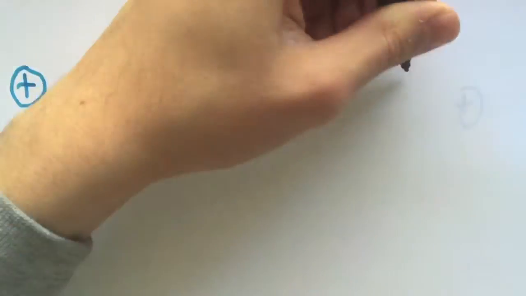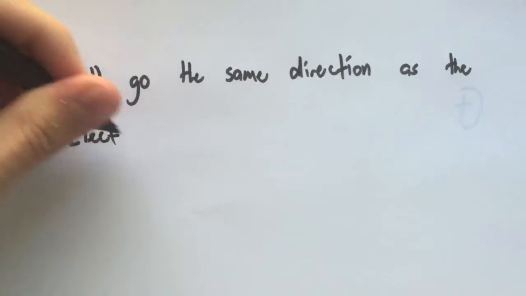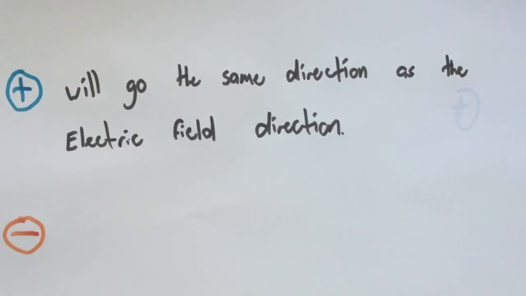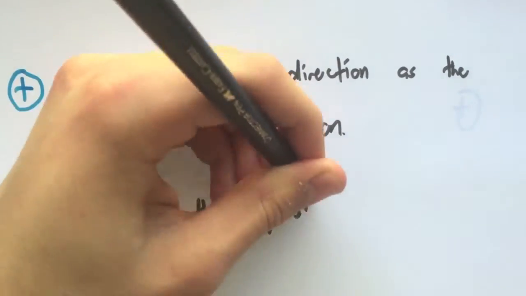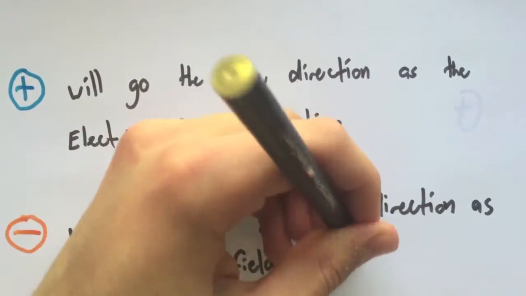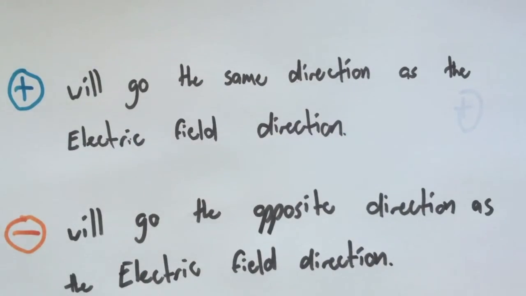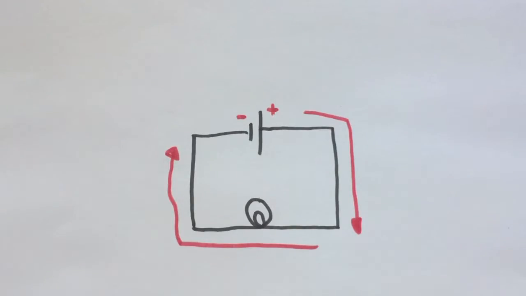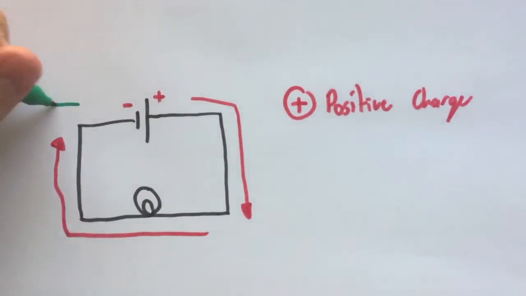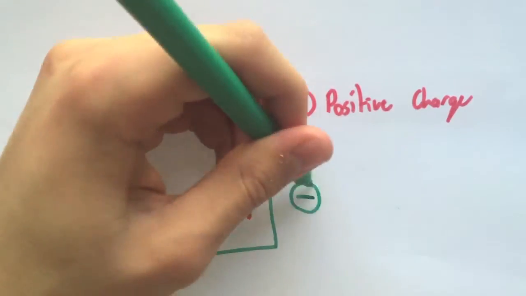The last characteristics of a charge is the direction they travel through the electric field. A positive charge will go the same direction as the electric field. However, a negative charge will travel the opposite direction as the electric field. This links back with our previous circuit, as the arrows will be presenting these characteristics of positive and negative charges.